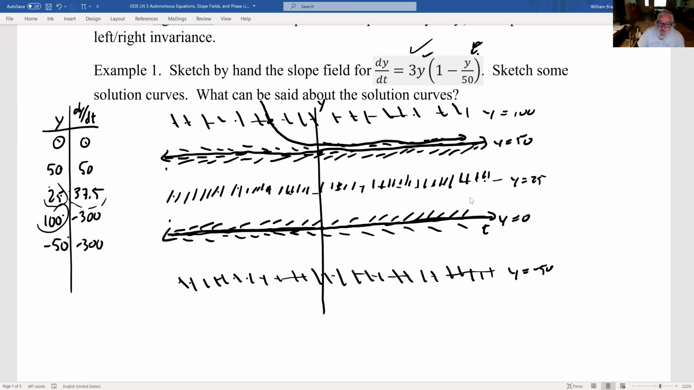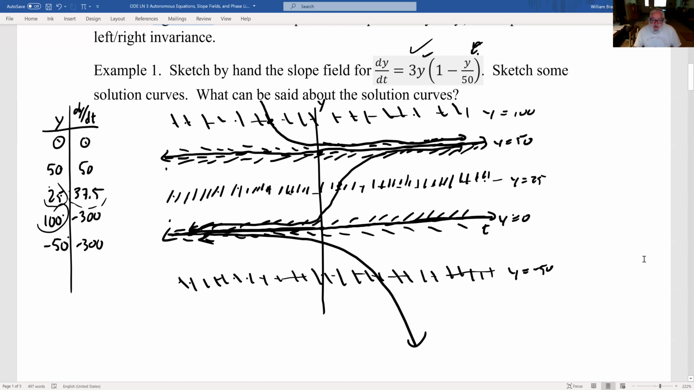In between 0 and 50, the derivative is always positive. That means our function is always increasing, but we can't cross the line y equals 50. So we come to a limit there, and we come to a limit there. And then these ones come out and down. And so there's our slope field with a couple of solutions in there.